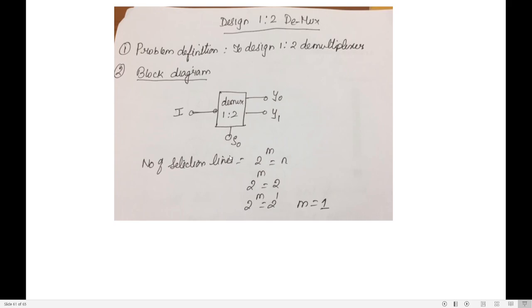Now I need to decide how many select lines this 1:2 demultiplexer should have. For that, I apply the formula 2 power m is equal to n, where n is the number of outputs and m is the number of select lines. The number of output lines is 2, so 2 power m is equal to 2, which is 2 to the power of 1. So m is equal to 1. The number of select lines should be 1. That is the reason we have given one select line here: one input, two outputs and one select line.